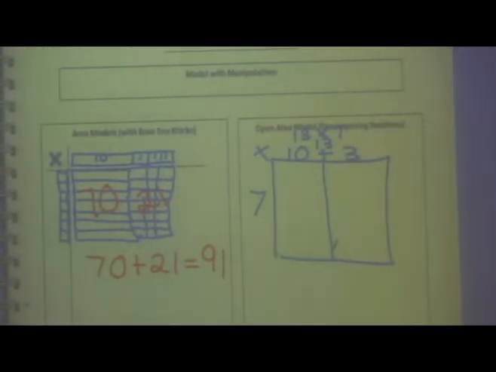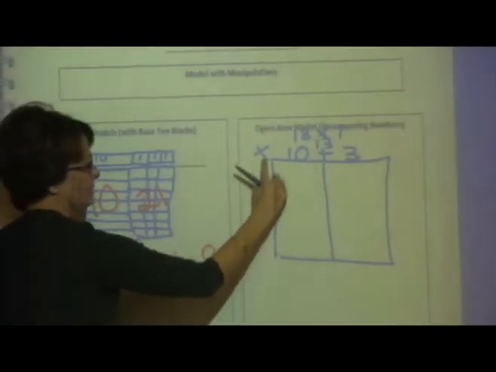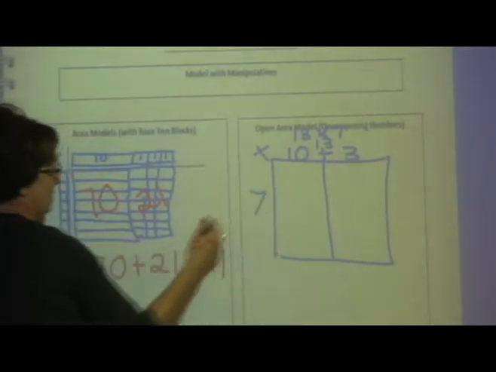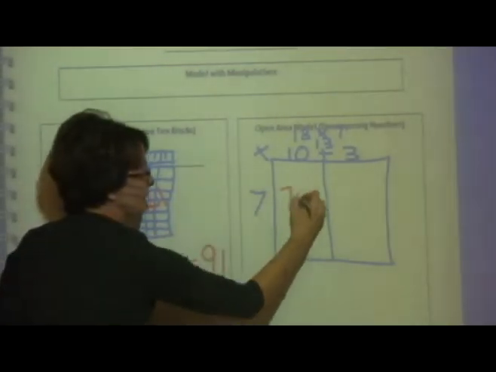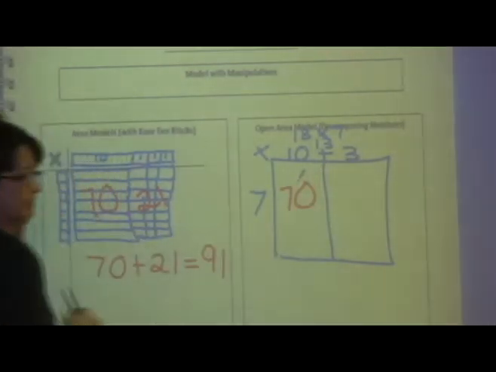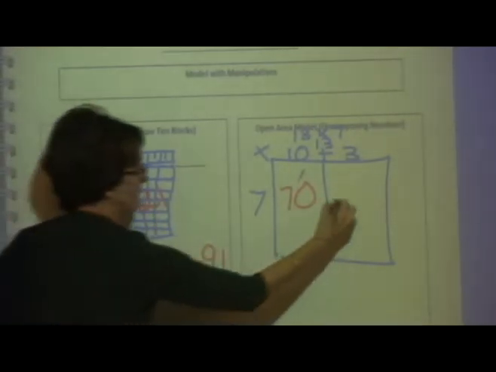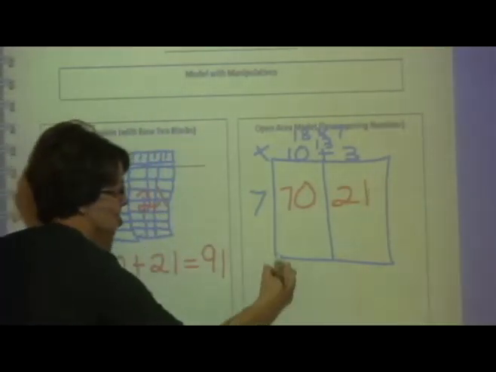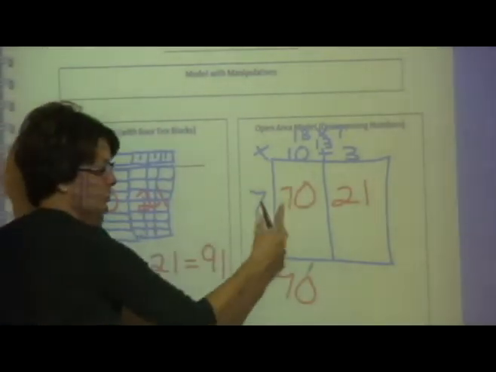So 7 times 10 is 70. Here we proved it with tiles in a picture. Here we proved it with actual tiles. So here's 70 in a model, and here's 70 just with my thinking. And then what's 7 times 3? 21. Same thing. You got it in a drawing here and in actual tiles down there. And then they would do the exact same thing. Put those together. These are partial products. Partial meaning part, of course.